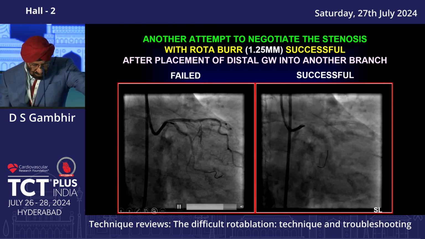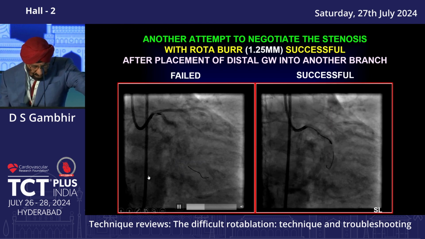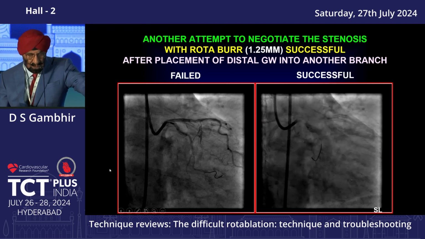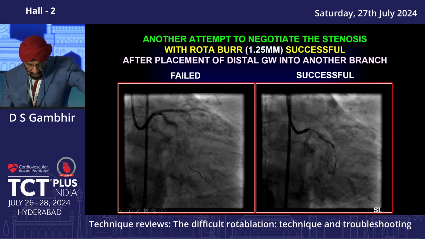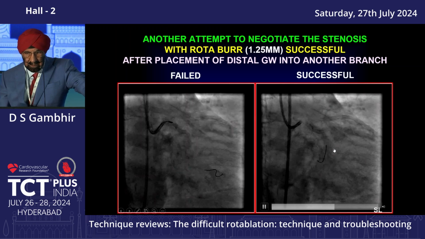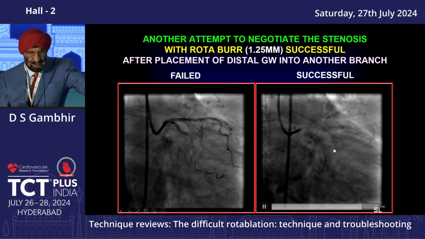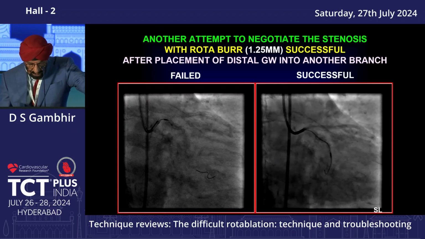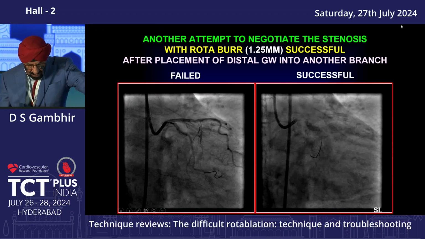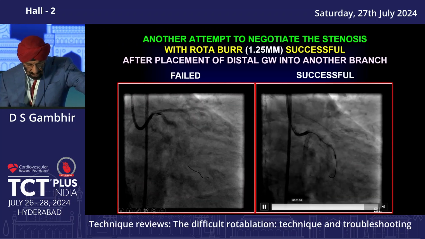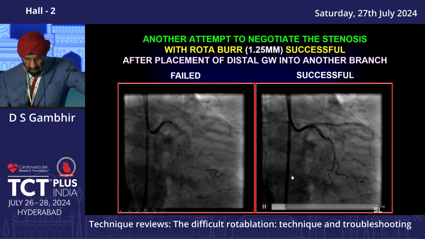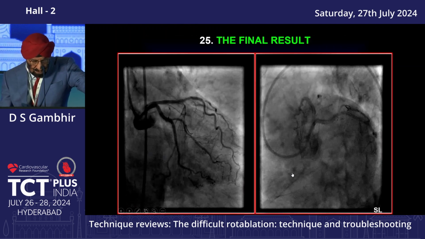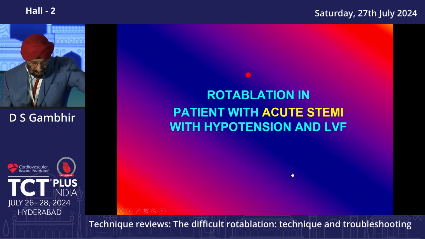Now in your left hand side, you can see the rota wire tip is lying in the anterior branch, and the burr would still not cross. So what we did was, let's change the position of the wire tip into the posterior branch, and that may change the wire bias. And somehow the trick worked. Now you see the burr has crossed into your right hand side. As soon as the wire was put into the posterior branch, the rota burr crossed. And then, of course, things became easy, and this is the final result.